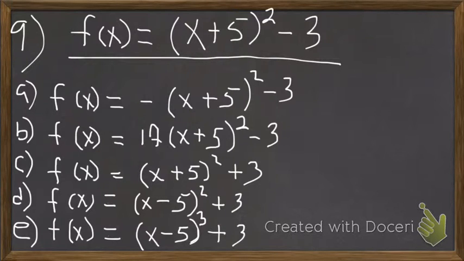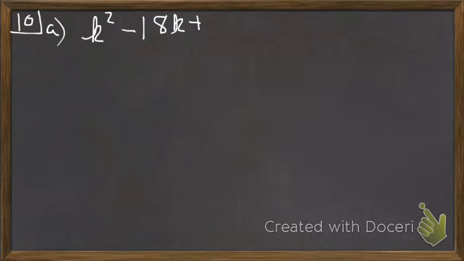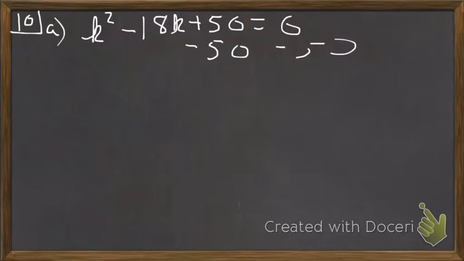All right, the next couple they want us to solve by completing the square. 10a is k squared minus 18k plus 50 equals 0. Well, the first thing I'm going to do is subtract 50 from each side. So I'm going to have k squared minus 18k equals negative 50.